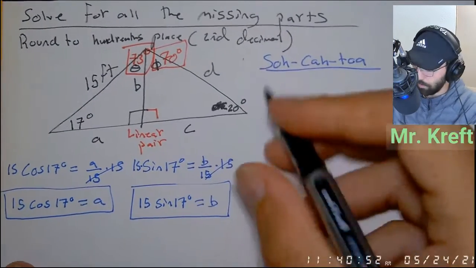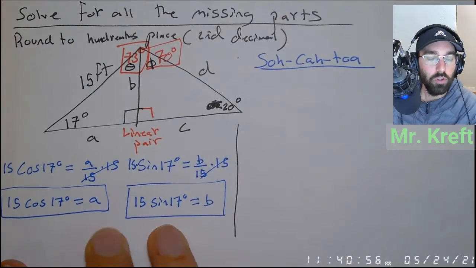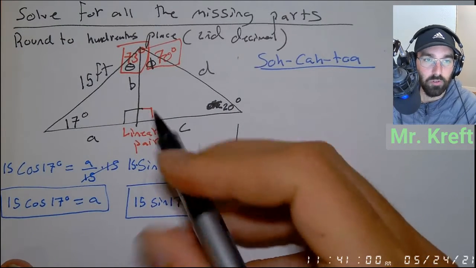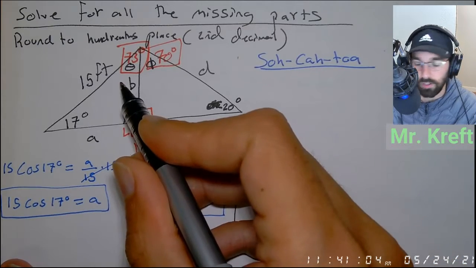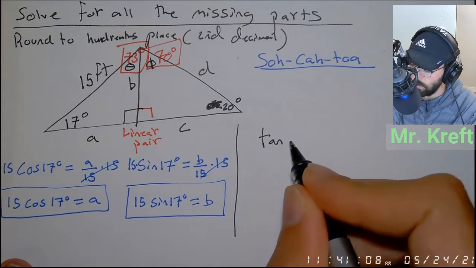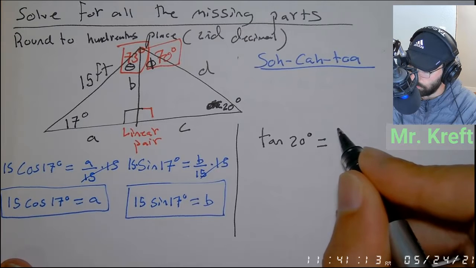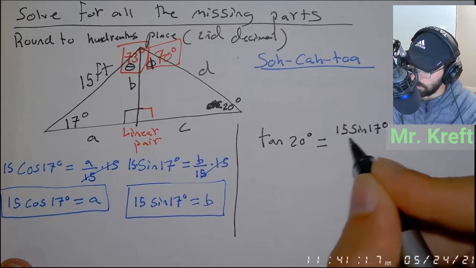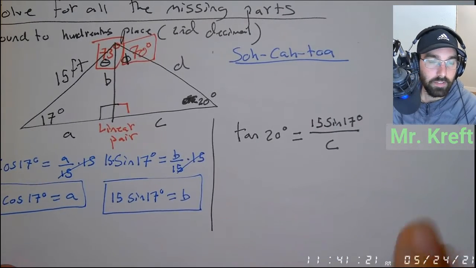Now, if I want to get the precise answer, I'm going to use exact answers down here. So for example, let's say I want to find side C first. To find C, that's adjacent and B is opposite. So that's going to be a tangent. I can say tangent of 20 degrees equals my opposite, which is B. So that's 15 sine of 17 degrees over my adjacent, which is C.